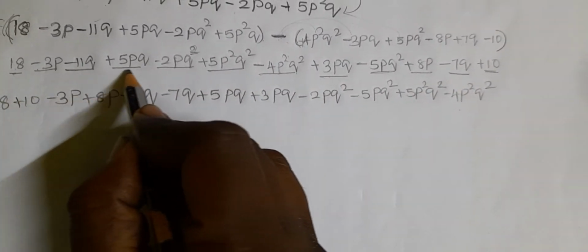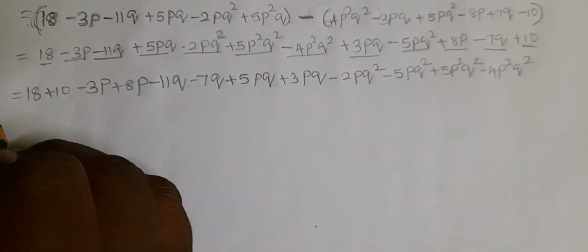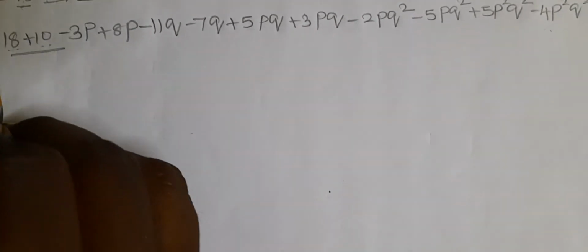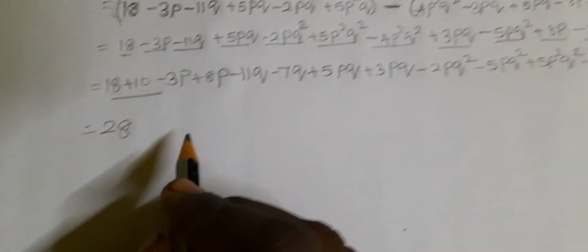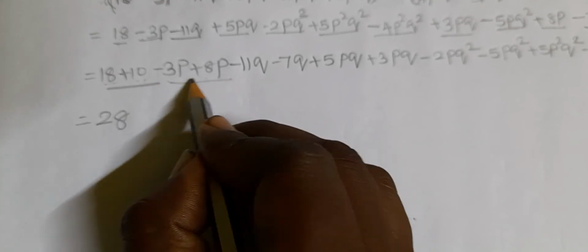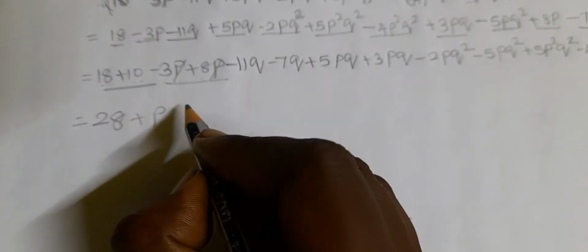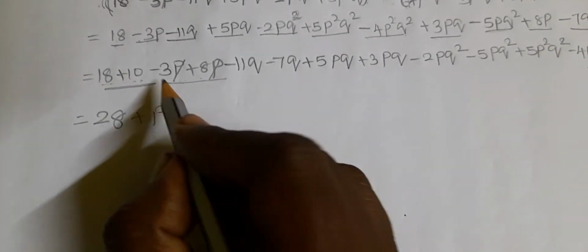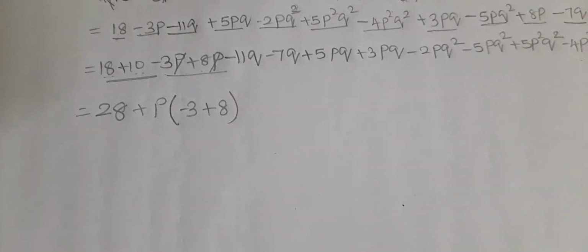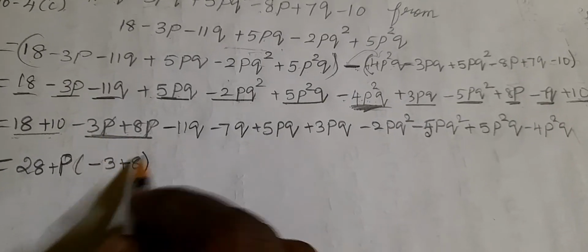Once again you check whether you have underlined all the terms. Yes. Now let us simplify the constant terms alone. 18 plus 10 is 28. Now minus 3p plus 8p. Here p is common, so you can write plus p. Then within the bracket minus 3 plus 8.